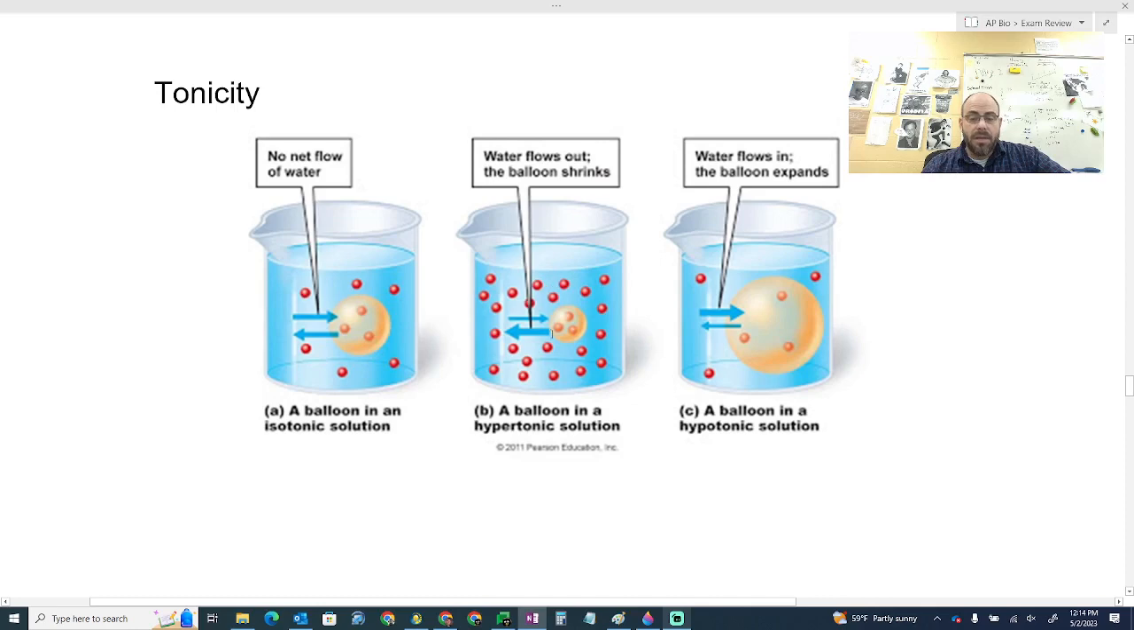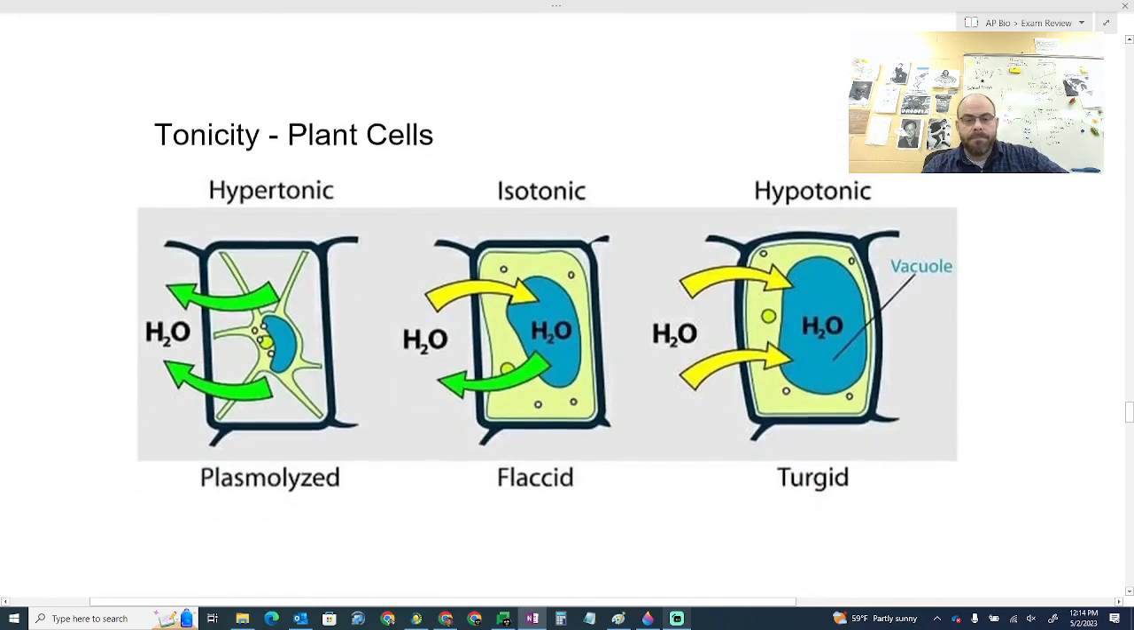The opposite is the case if the balloon is in a hypertonic solution. So let's say you have a balloon that's full of fresh water and the solution is salt water, then all the water is going to want to go out of the balloon, causing the balloon to shrink. And it's going to move until those solutions are isotonic, meaning that there's an equal amount of solute where there's no net flow of water.